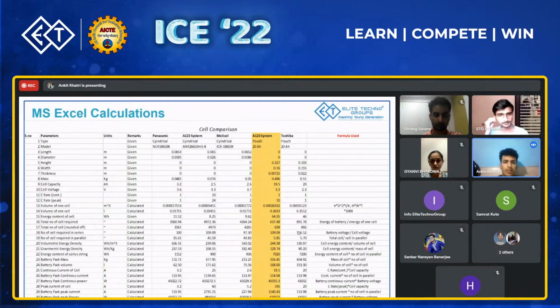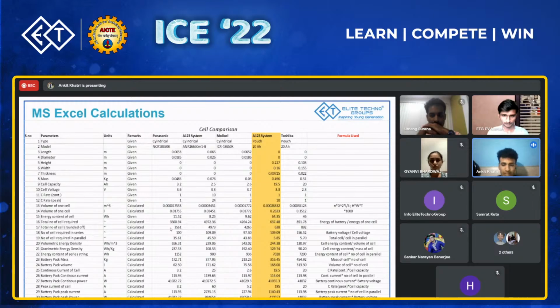We have been given 5 types of cell: Panasonic cylindrical, A123 cylindrical, Molicel cylindrical, A123 pouch, and Toshiba pouch. These are the given parameters that we have obtained from the table, and after that we have calculated the different parameters of the cell. For calculating the total number of cells, we directly divide the energy content of the battery by the energy content of a cell. So we got near about 3561 cells in the Panasonic cell, 4973 in A123 cylindrical, 4265 in Molicel cylindrical, 638 in A123 pouch, and 891 cells in Toshiba pouch.